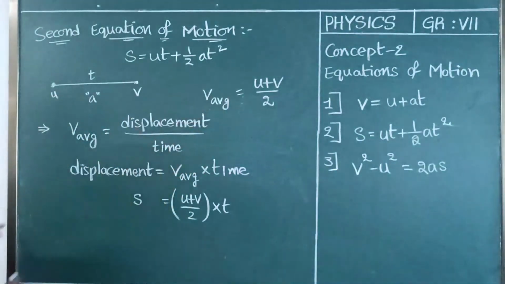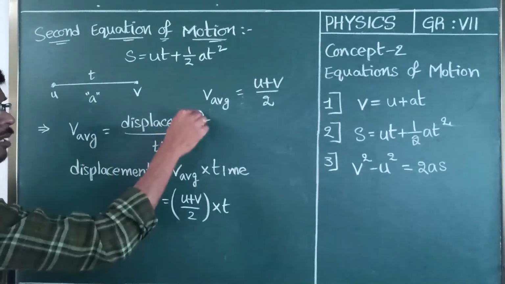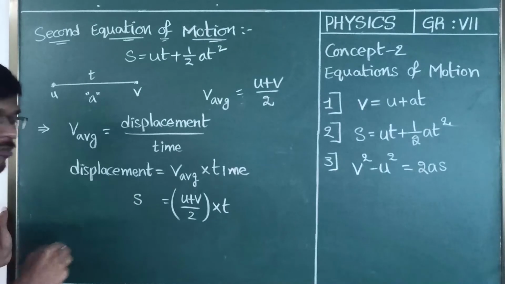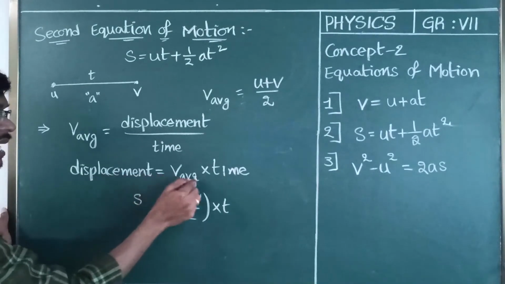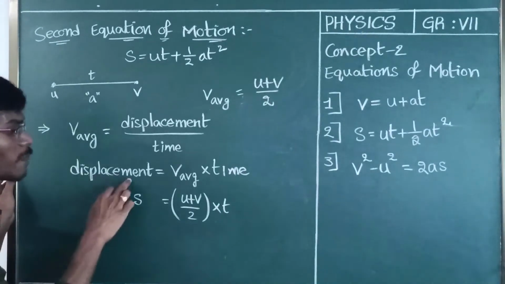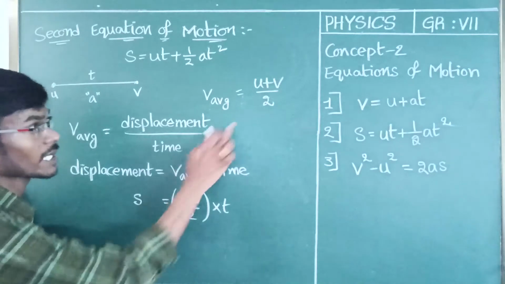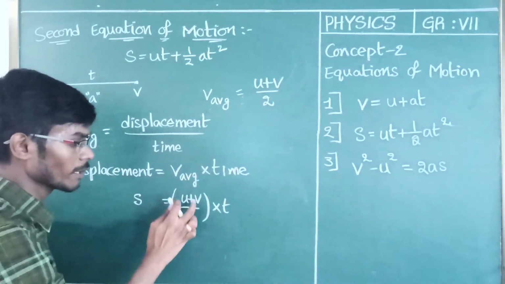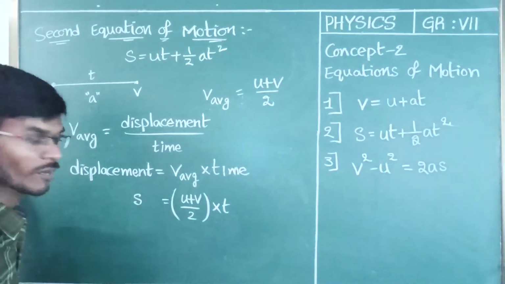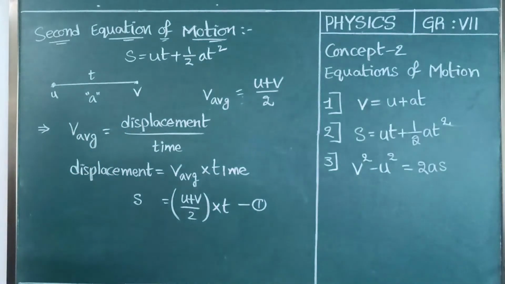From this formula, V average means the original formula is displacement by time taken. Displacement can be written as V average into time. Then S, the displacement, is equal to u plus v by 2, because V average means u plus v by 2, into time taken. This is one equation.